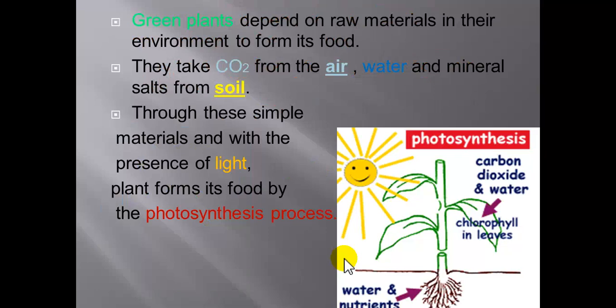Let's make a revision. Green plants depend on raw materials in their environment to form their food. These raw materials are carbon dioxide gas from the air, water and mineral salts from the soil, and sunlight. Only with these materials do plants make their own food by the photosynthesis process. So plants use raw materials in the environment, which are carbon dioxide, water and mineral salts, and sunlight, to make their own food.